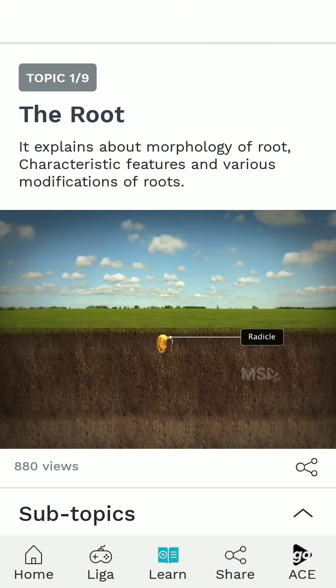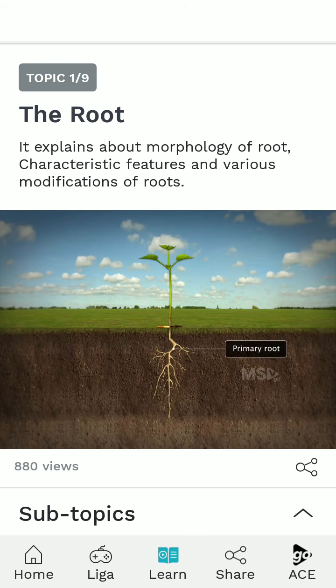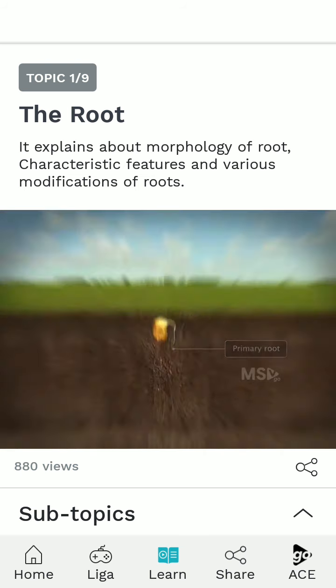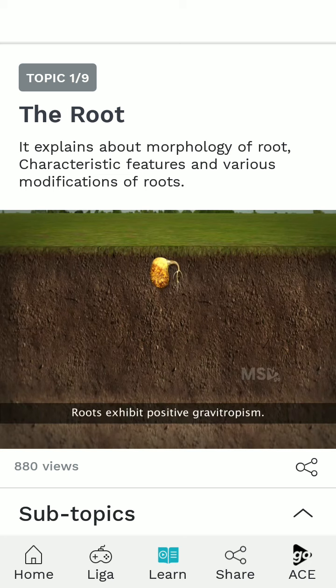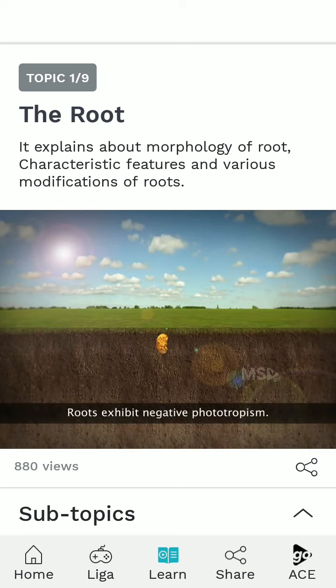The radicle present in the embryo forms the first root of the plant. This is called the primary root. Roots grow downwards along the direction of gravity. They are thus said to exhibit positive geotropism, also called gravitropism. As roots do not grow towards sunlight, they are said to be negatively phototropic.